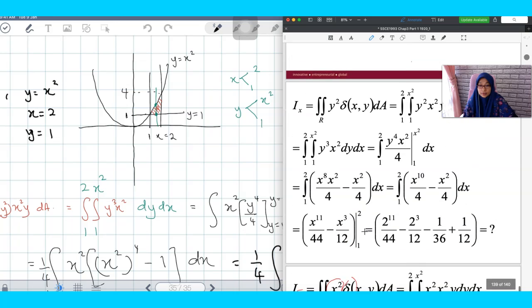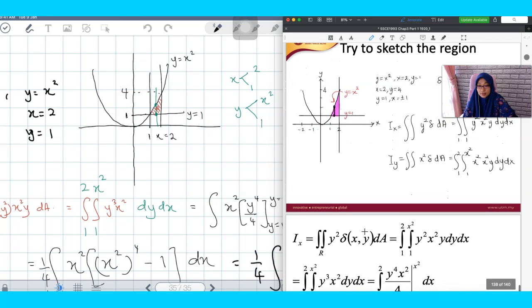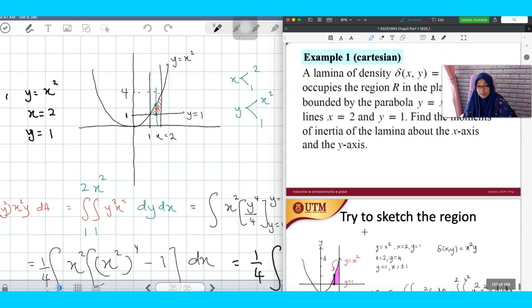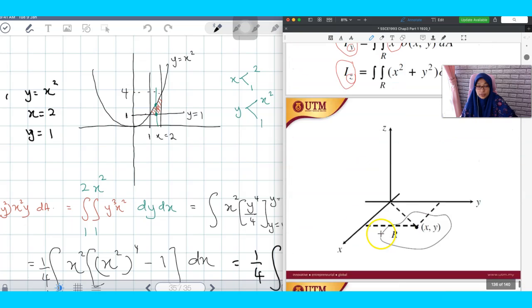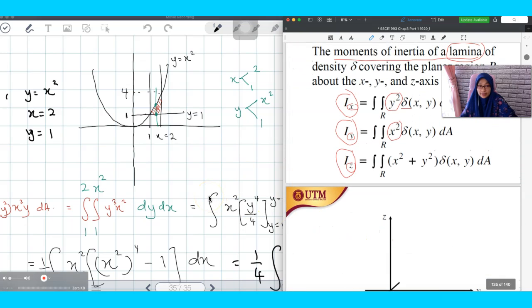So that is for the mass, moment of mass, and the second moment, which we call the moment of inertia, for a lamina. We have done the first part of chapter 3. Now we look at the second part of chapter 3, which is the triple integral.